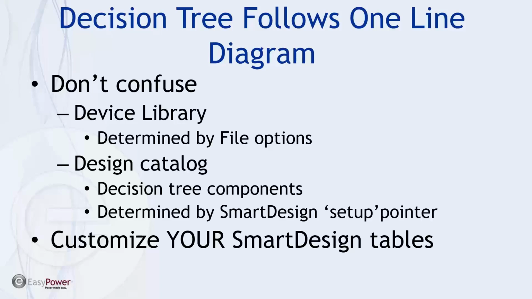There is a decision tree that follows the one-line diagram, and as I go through this, I don't want to confuse you because we're going to be talking about the device library and making sure we're pointing at the right one when we apply the SmartDesign. Then there's a design catalog that incorporates a decision tree process, and the contents of that is determined by which pointer we've used to set up the database.